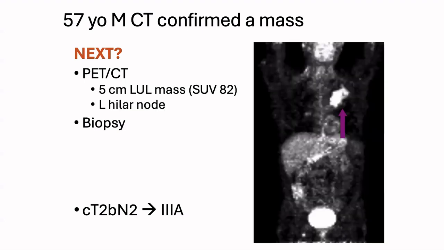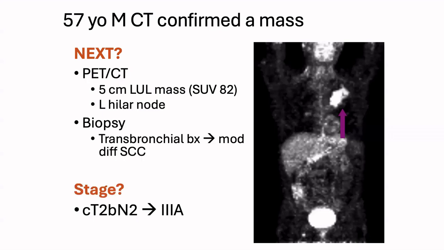So for a patient who undergoes imaging, including, let's say, a chest X-ray, and then later a CT, and then finally a PET CT, who's found to have T2 N2 disease, they'd be categorized as a stage 3.